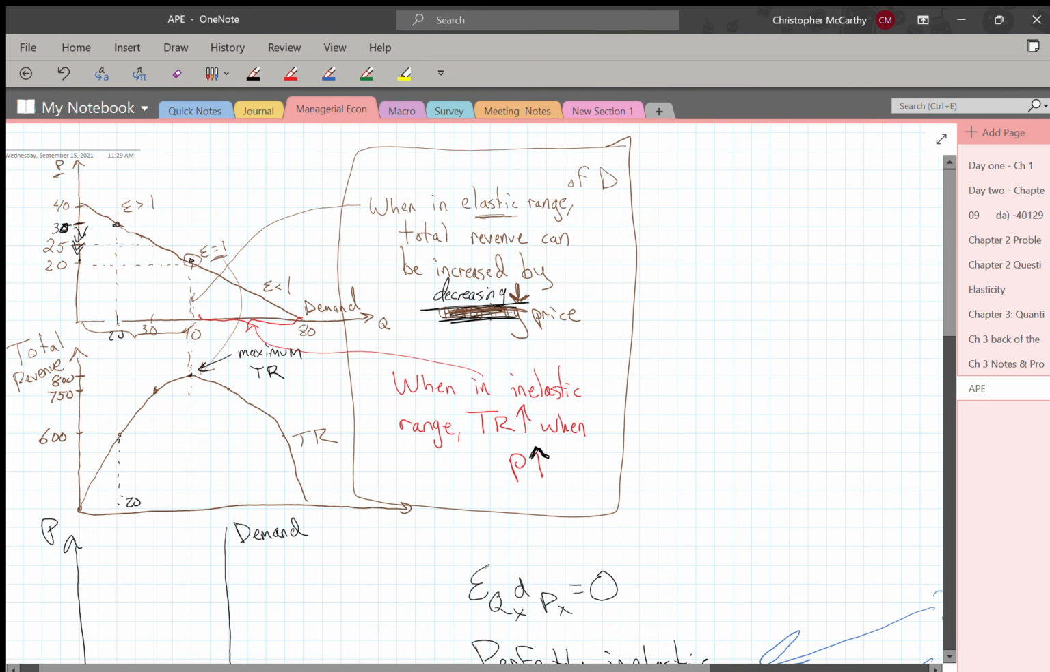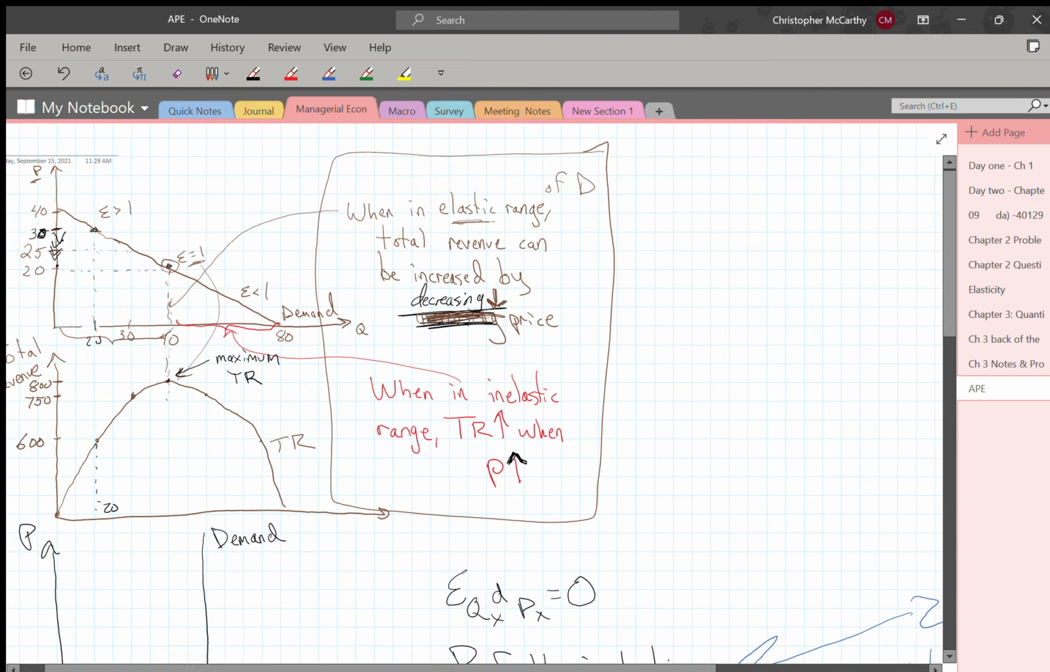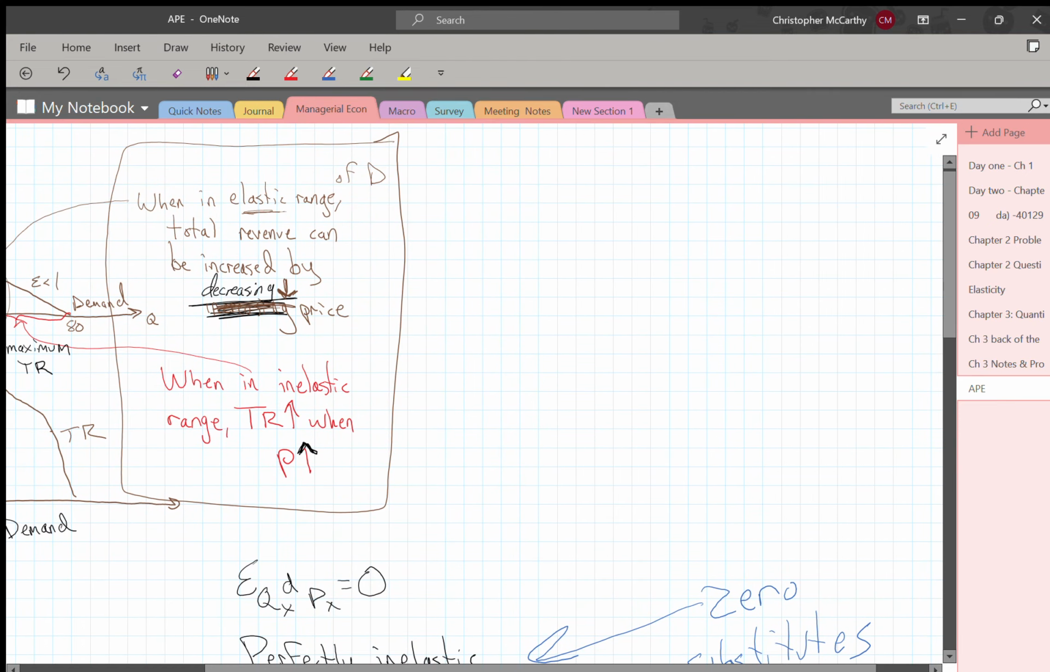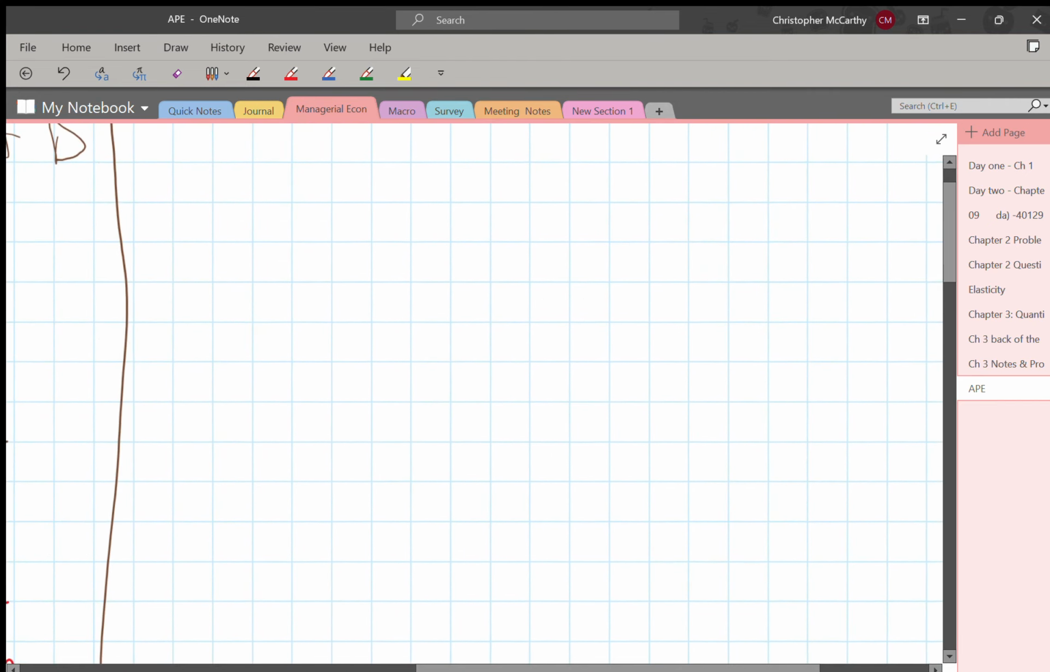So I'm probably just going to go over to the side here, because again, we're just keeping that same demand curve. Oop, I can draw straight lines.